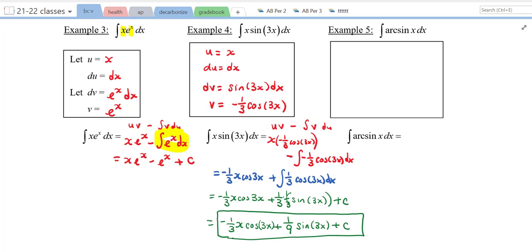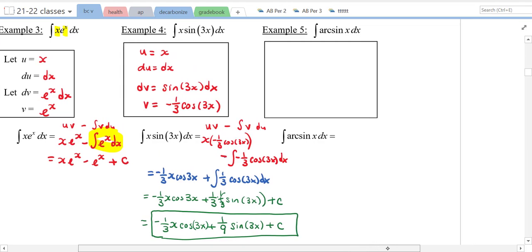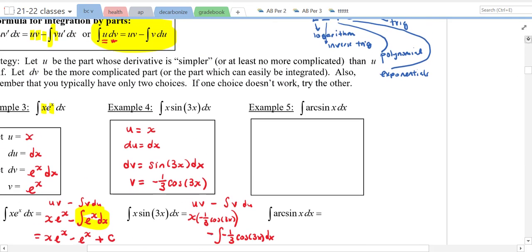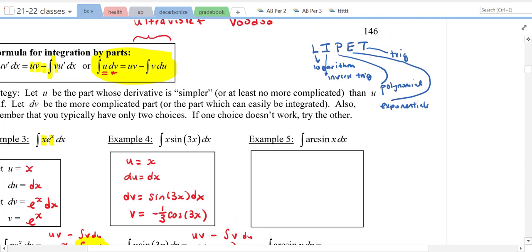Okay, number 5. Arc sine x. Once again, look at the list. LIPET. Let's go down the list. Logarithms. Inverse trig. You bet. Ding, ding, ding. We have a winner. u equals arc sine of x. So before we do the derivative here, what is dv then? What's left over if I have arc sine of x as u? You're right. What's left over is just the dx. That's it. So here are your two components, arc sine of x and then dx.